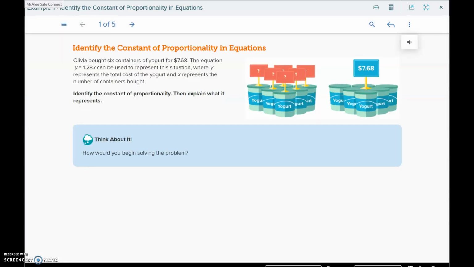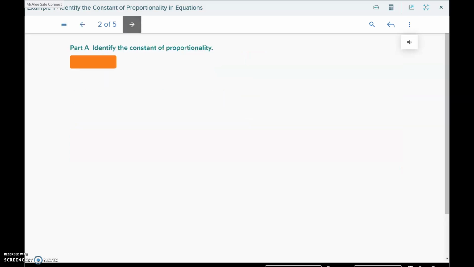All right, so Olivia bought 6 containers of yogurt for $7.68. The equation y equals 1.28x can be used to represent this situation, where y represents the total cost of the yogurt and x represents the number of containers bought. So we're going to work to identify the constant of proportionality, then explain what it represents. So how can we solve this? We've got to do some math.